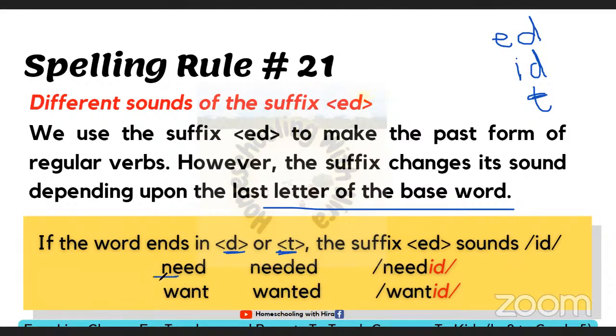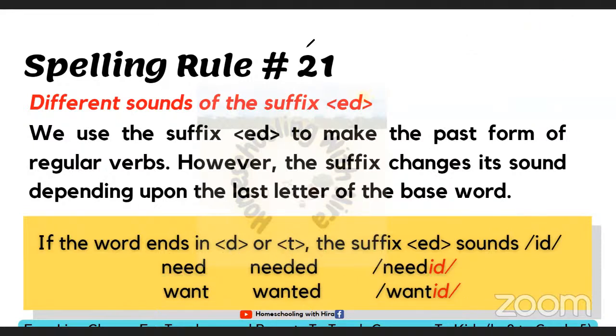The word was need, you add ed, it will be needed. Needed. The ed sound will come. Wanted. Right? Let's see the other examples. If it ends in D and T, it will sound ed.